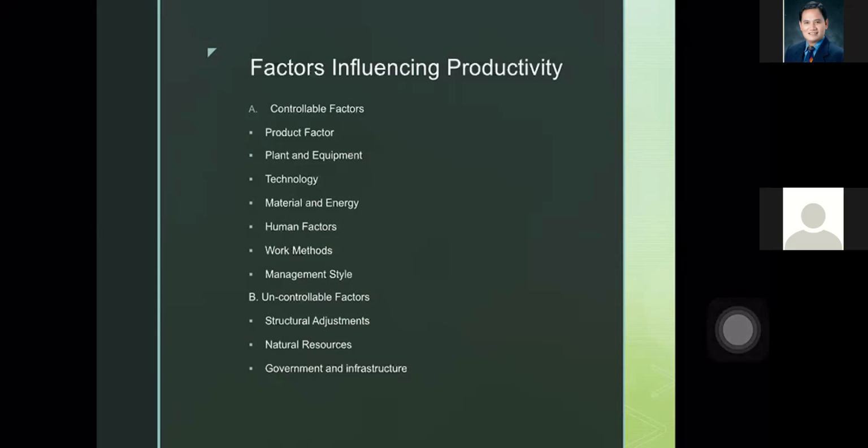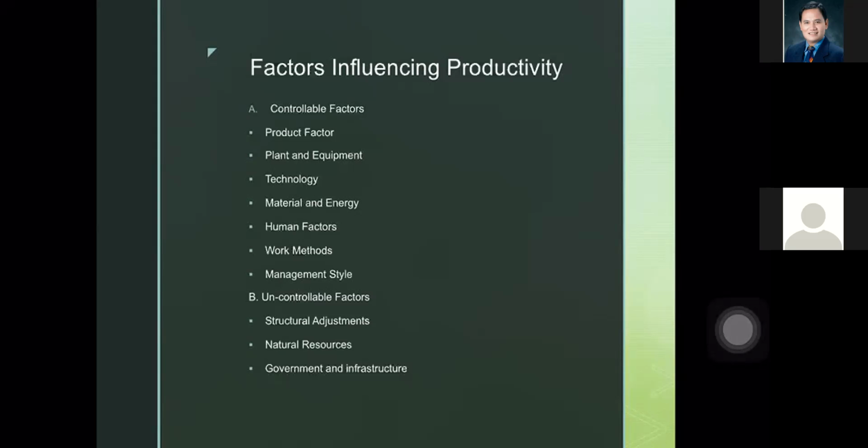Next is material and energy. Efforts to reduce material and energy consumption bring about considerable improvement in productivity. Next is human factors. Productivity is basically dependent upon human competence and skill. Ability to work effectively is governed by various factors such as education, training, experience, aptitude, and so on of the employees. Motivation of employees will influence productivity.